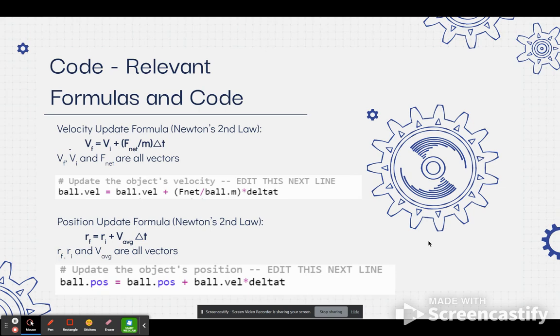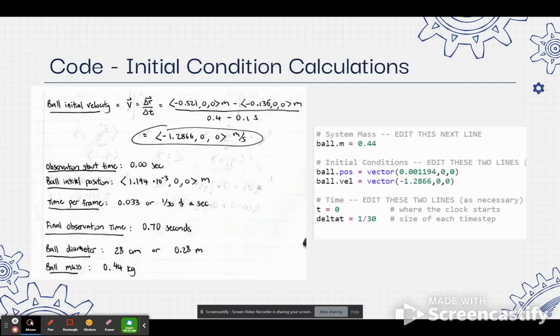Some relevant formulas and code derived from Newton's second law: the velocity update formula shown here, which can be translated into code that will update the object's velocity as time moves. Same thing down here, the position update formula, which is also derived from Newton's second law, and which will update the ball's position as time moves on.